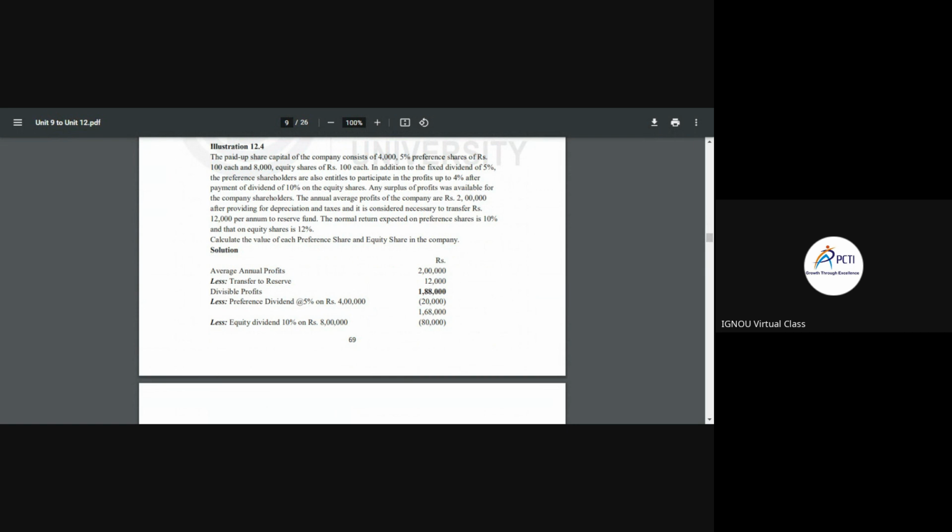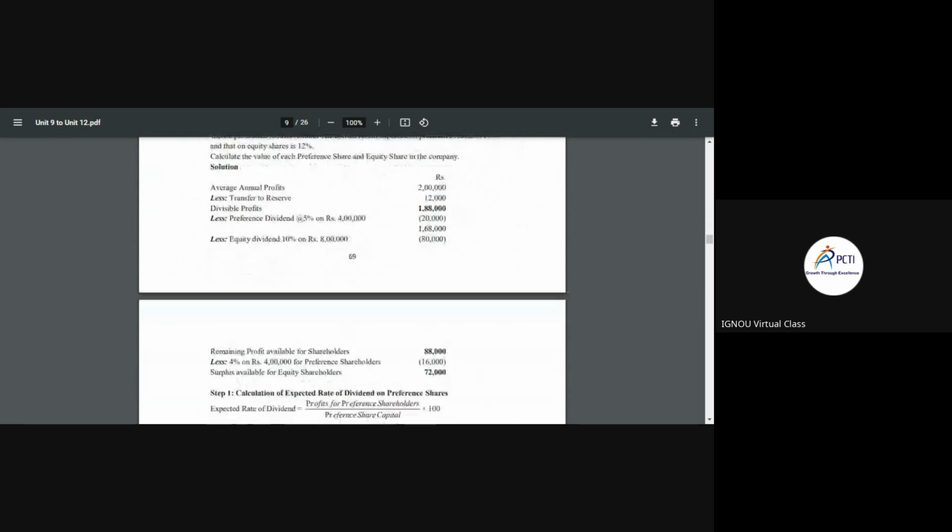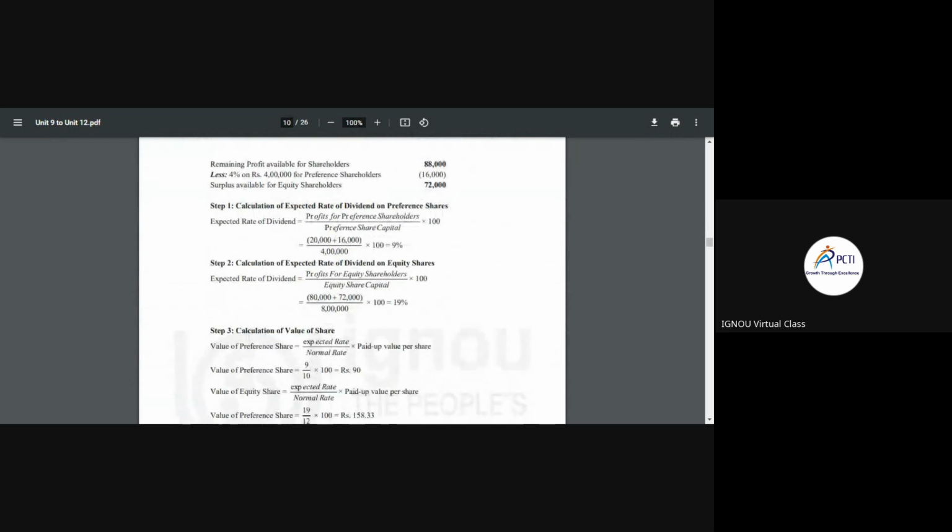So we need to deduct the preference dividend at 5% of 4 lakh, that will be 20,000, and we get 1,68,000. Then we need to deduct equity dividend of 10% on rupees 8 lakh, that will be 80,000. So the remaining profit available for shareholders will be 88,000. After that, we need to deduct 4% on rupees 4 lakh for preference shareholders, that will be 16,000. Surplus available for equity shareholders is 72,000.